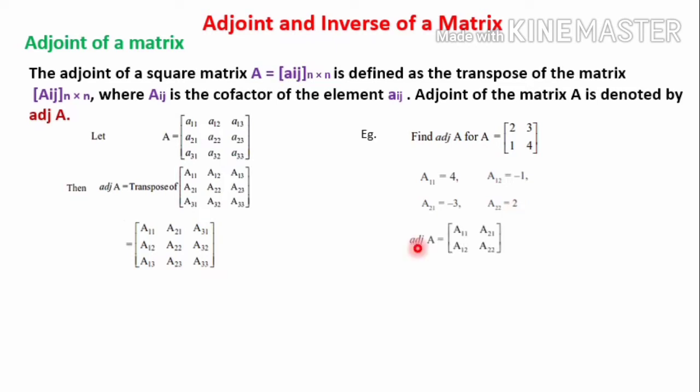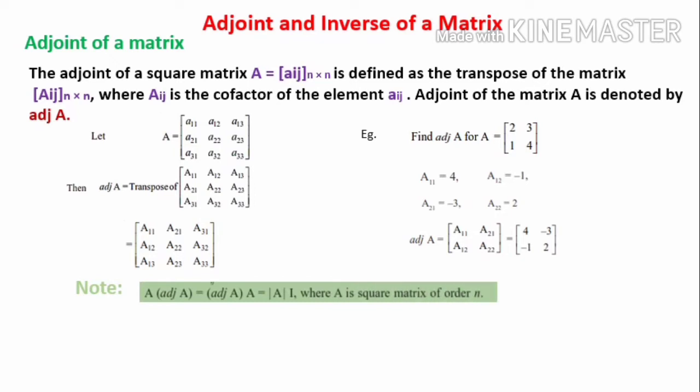Then let's write the adj A. Directly we can write adj A because there is no need to take the transpose. Just write by using this formula A11, A12, A21, A22. Then when we write the values, the A11 value is 4. Next is the A12 value, which is minus 1, it is written here. Then A21 is minus 3, that is here. Next element A22 is 2, that is mentioned here. So adj A is equal to the matrix 4, minus 3, minus 1, 2.